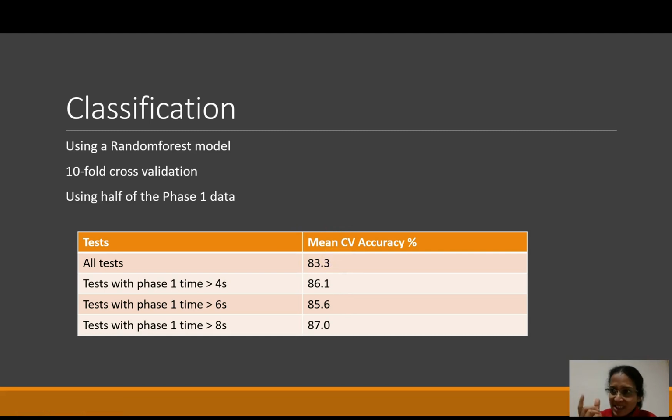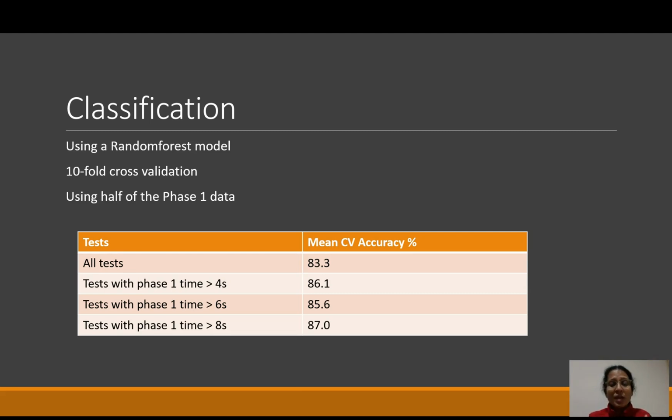But then some of the tests had very short phase 1 time periods. So some of them had like 2 seconds of phase 1 and 3 seconds of phase 1. So that would mean if you only had 2 seconds of phase 1 time, then we have to predict it using just 1.5 seconds. And that's kind of challenging.